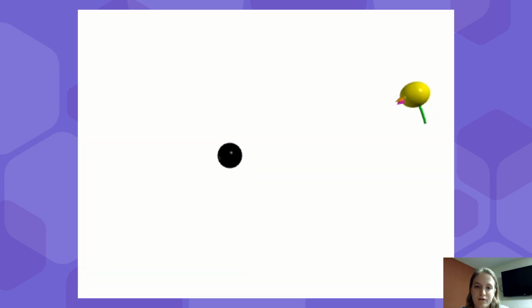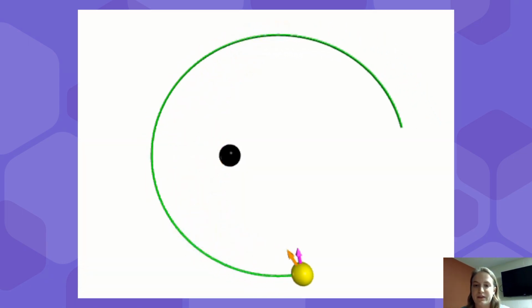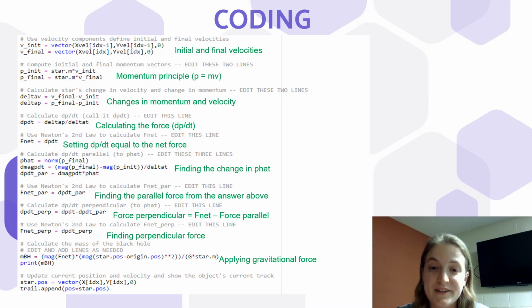So here's a video of what ended up happening in my code, like I said, with the arrows, and that's the magnitude of the force as the arrows are getting bigger. And then here's the coding.